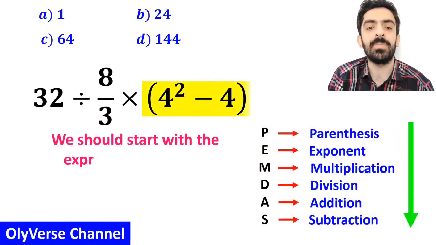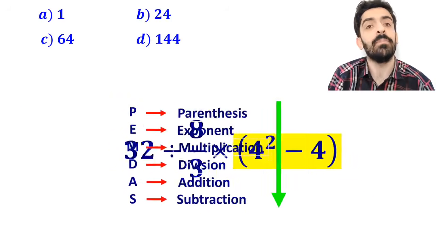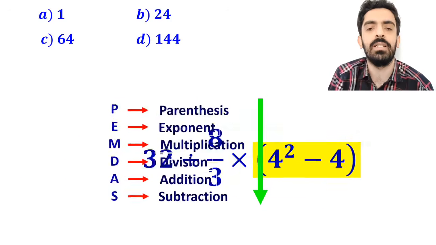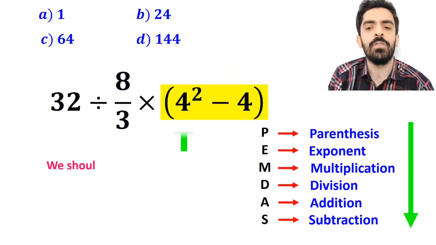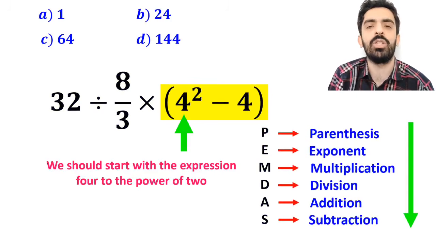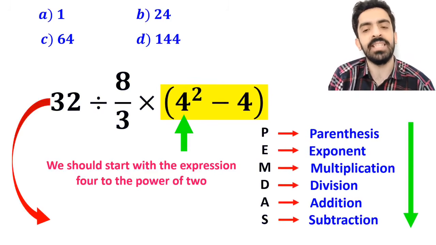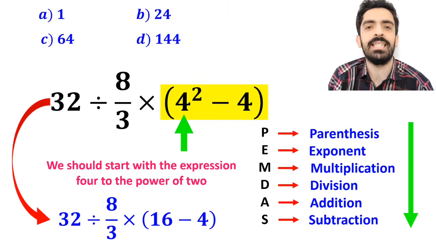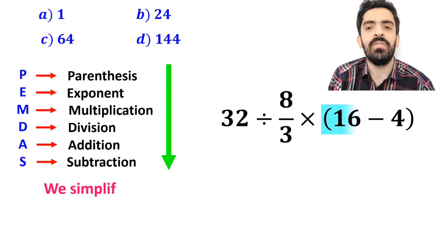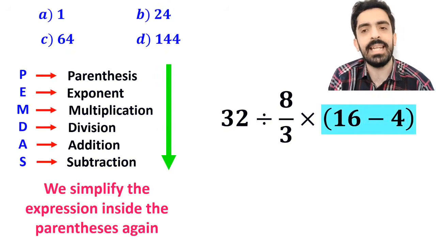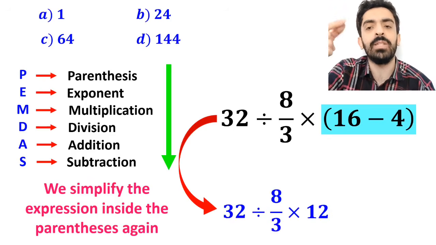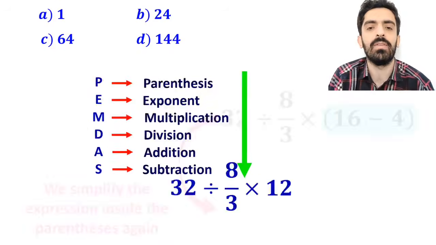So, we should start with the expression inside the parentheses first, because parentheses have the highest priority over the other operations. And inside the parentheses, we should start with the expression 4 to the power of 2. So, instead of this expression, we can write 32 divided by 8 over 3 multiplied by 16 minus 4 inside the parentheses. And the next step, we simplify the expression inside the parentheses again. And instead of this expression, we can write 32 divided by 8 over 3 multiplied by 12.